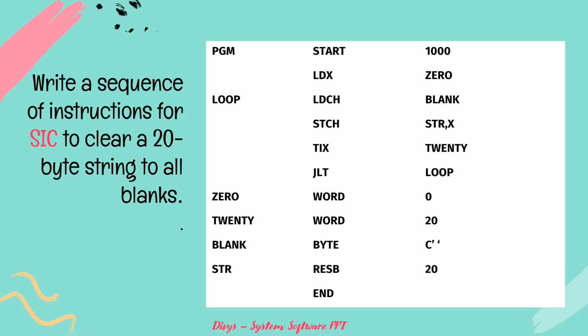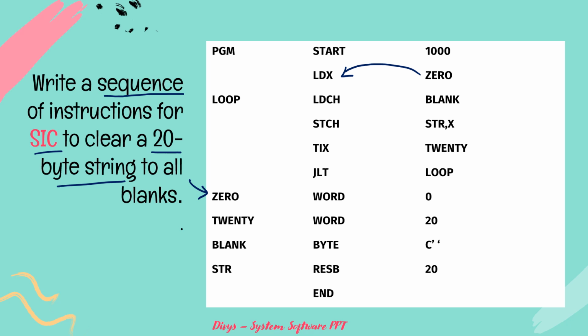Now we need to write a sequence of instructions for SIC to clear a 20 byte string to all blanks. For this purpose, we'll be using indexing, that is the X register. So first we are loading the X register with the value 0 and we have to tell what 0 is. So 0 is word 0.